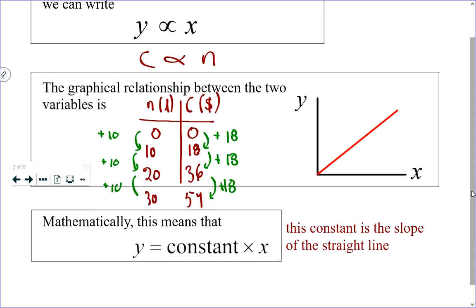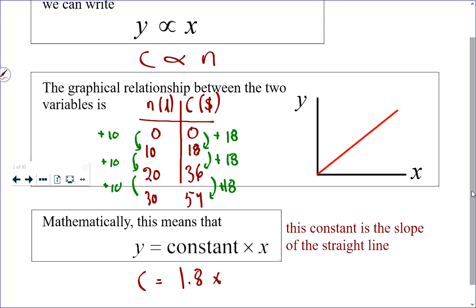So that means the cost is 1.8 times x. Well, look at what I'm saying here. Y is proportional to x. Cost is proportional to n. That means y equals some constant times x. Well, cost equals 1.8 times x. 1.8 is the number here because the gas is $1.80 per liter. That's what it means. It has a significance.